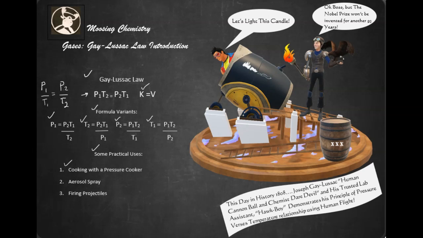Well, aerosol spray is another practical use for Gay-Lussac's law. And firing projectiles. Think about this. A bullet in a cartridge has the gunpowder inside the cartridge, right? So when the firing pin hits the primer, it ignites the gunpowder in the cartridge. Well, that high temperature of igniting the powder causes the pressure to expand exponentially inside the cartridge. Well, the bullet then is fired loose of its cartridge, sending it straight out.